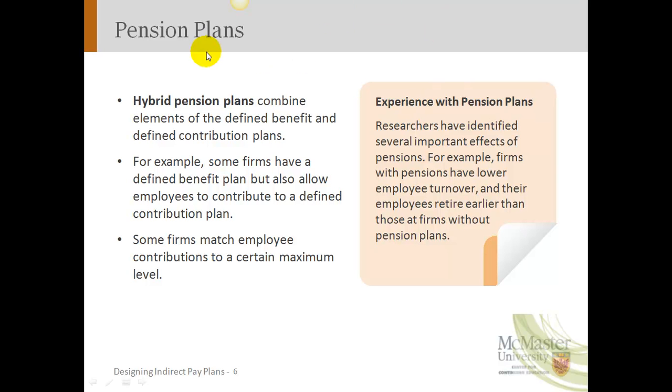Now, your pension plans can be what we call hybrid plans, which means a combination of a defined benefit and a defined contribution plan. So, for example, some firms have a defined benefit plan, but they may allow you, depending on your level in the company, to contribute to a different kind of plan, more of a defined contribution plan. Some companies have both, some companies only have one.